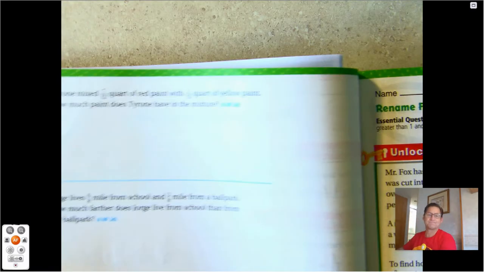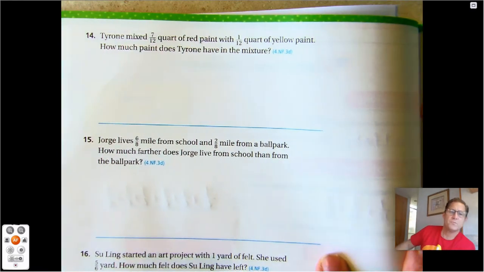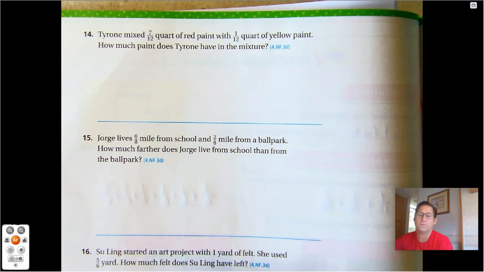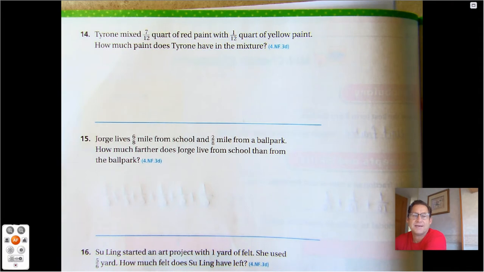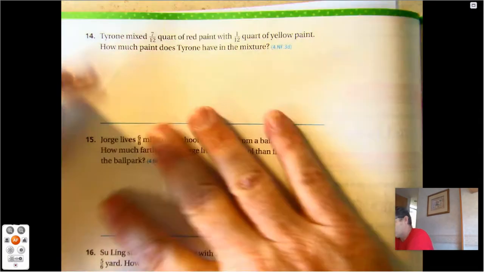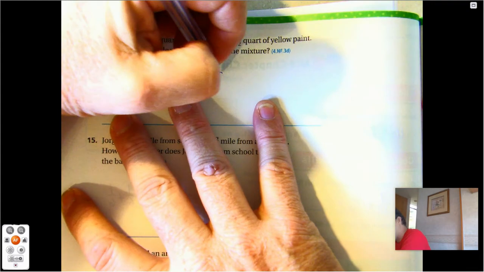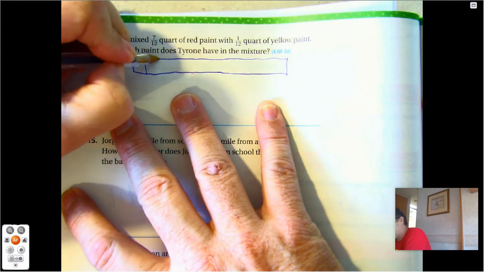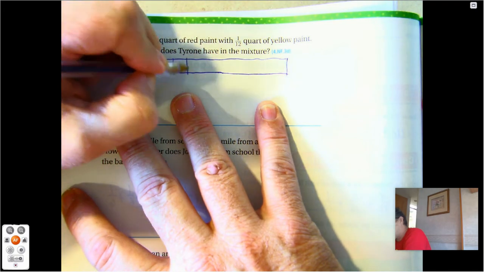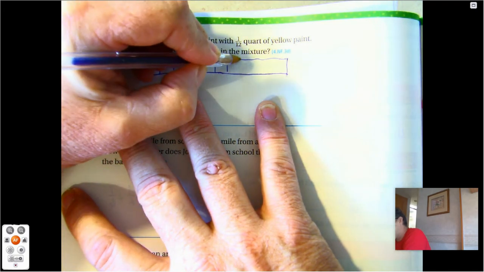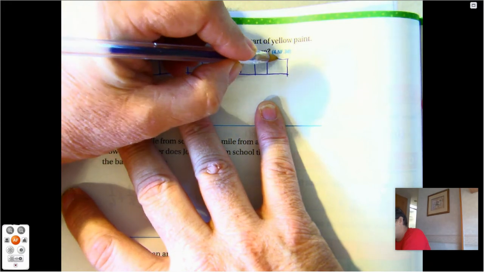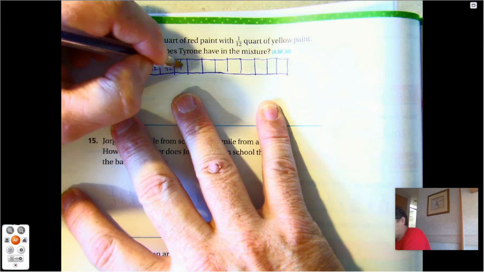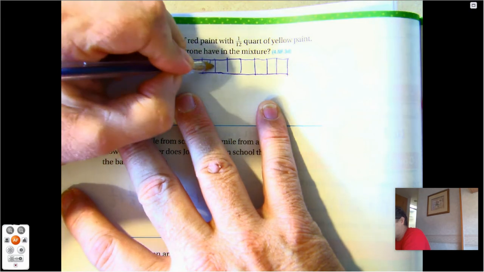14. Tyrone mixed 7/12 quart of red paint with 1/12 quart of yellow paint. How much paint does Tyrone have in the mixture? Well, we can draw a picture. We don't have to, but we can model it with a picture. 1, 2, 3, 4, 5, 6, 7, 8, 9, 10, 11, 12. Okay, so we have 12 sections. We're going to label each piece as 1/12, so we're making fraction strips.